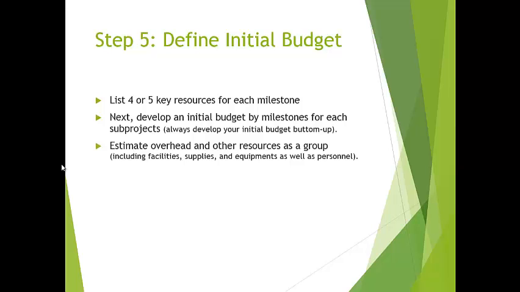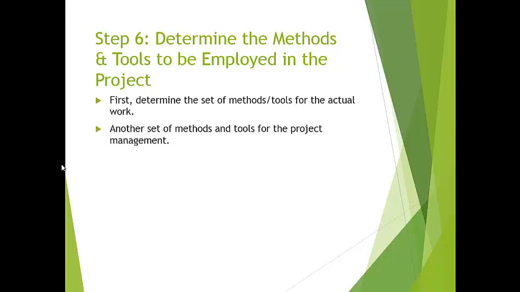The fifth step is defining the initial budget. List 4 or 5 key resources for each milestone. Develop an initial budget by milestones for each sub-project. Estimate overhead and other resources as a group. The sixth step is determine the methods and tools to be employed in the project. Determine the set of methods and tools for the actual work and another set of methods and tools for the project management.